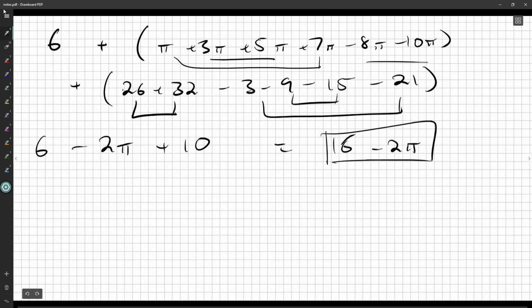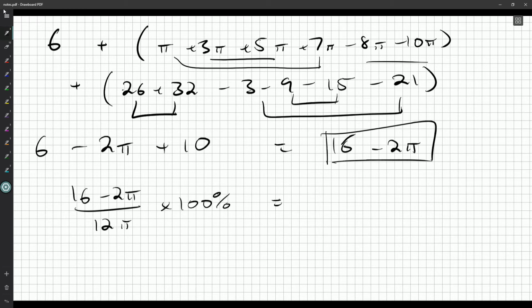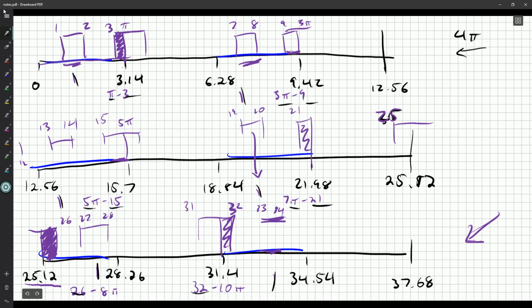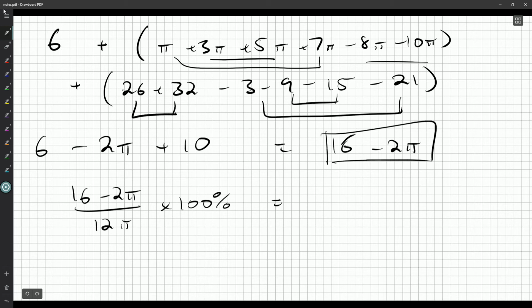Now we want the percentage. So how much does the wheel actually cover? Total of 12 pi. And we multiply that by 100%. So we just grab our calculators. And if you don't have a calculator, of course, use the approximation 3.14. 16 minus 6.28 is about 9.72. Divide that by 12 pi, which is 37.68. So 9 out of 37, we're looking about 25%-ish, maybe. But we've got a calculator, so let's make it exact.